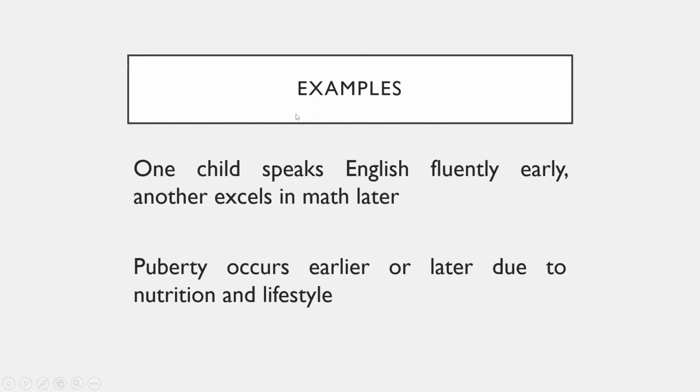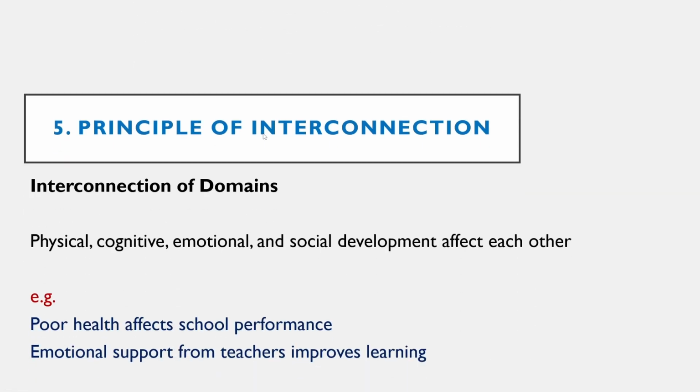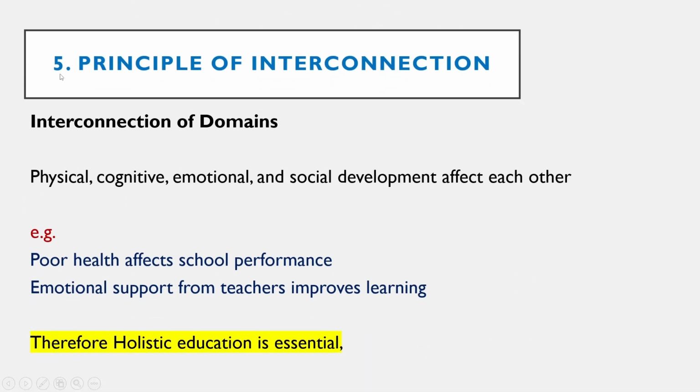For example, as I said earlier, one child speaks English fluently early, another excels in maths later, puberty occurs earlier or later due to nutrition and lifestyle. So these are the examples. Now, fifth is the principle of interconnection. Interconnection of what? The domains. The domains of physical, cognitive, emotional, and social development that affect each other.